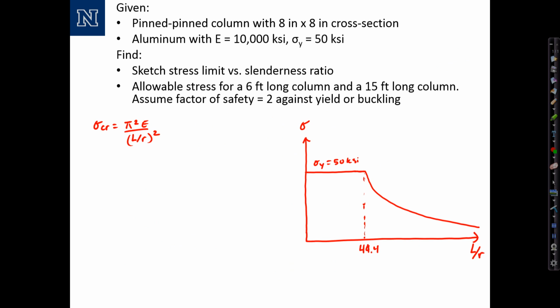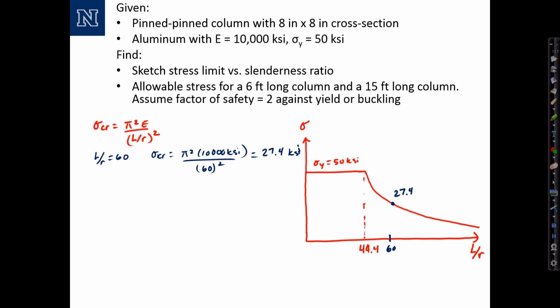Okay, let me compute the critical buckling load for L over R equals 60. Sigma crit in that case, pi squared times 10,000 ksi divided by 60 squared, and that would be equal to 27.4 ksi. So locate that point on the curve somewhere over here, about 60, and the value is 27.4.